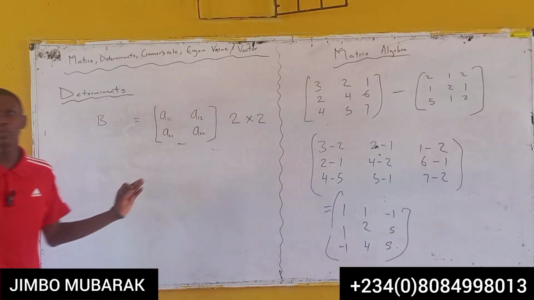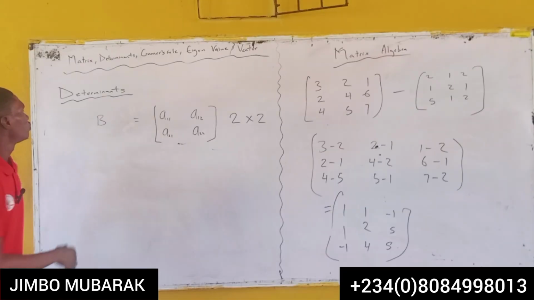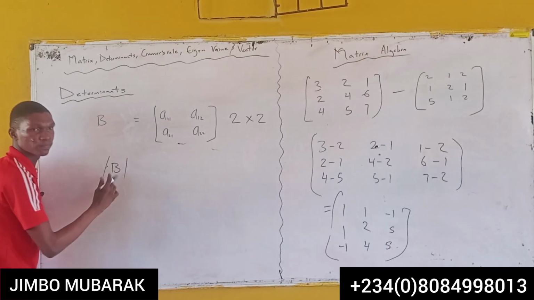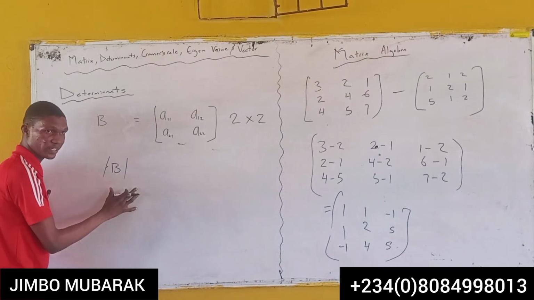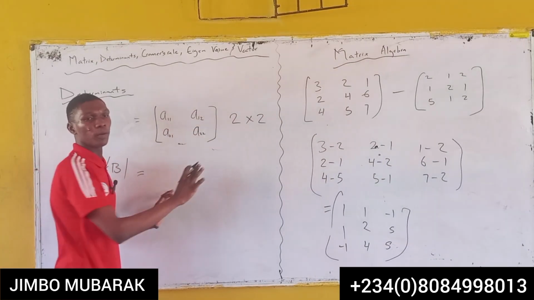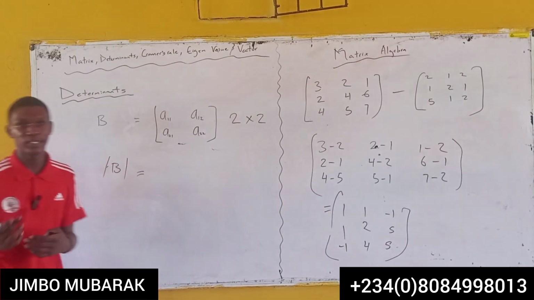Alright. So it's simple for 2 by 2 matrix. If you want to find the determinant, we denote determinant with this. This is determinant of B. Alright. So determinant of B will be equals to what?